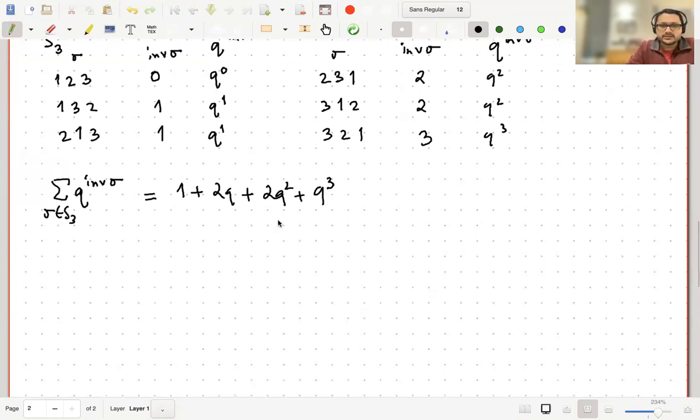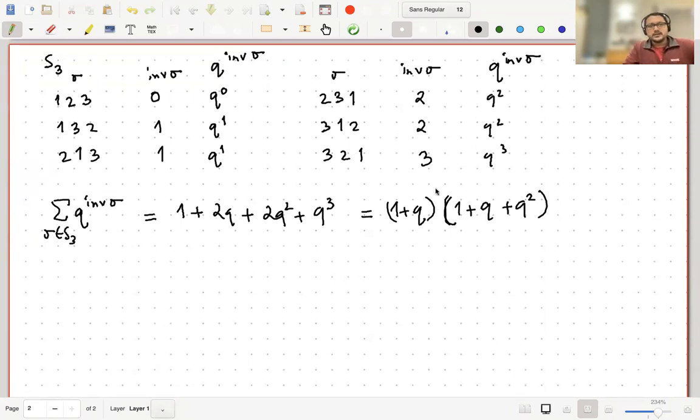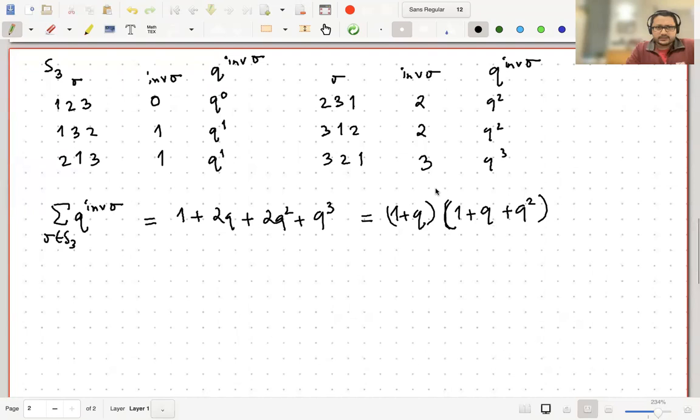Now this is a nice polynomial, and we can factor this. So 1 plus q is a factor. If I take out 1 plus q, then I'll be left with 1 plus q plus q squared. So this polynomial factors nicely. This is the weighted count of the inversions for S3.